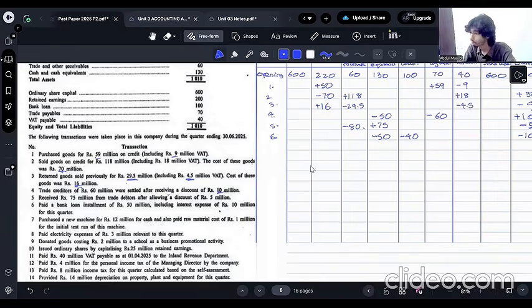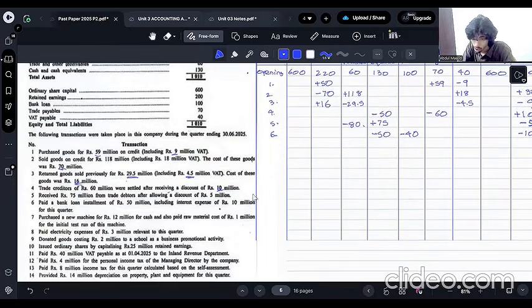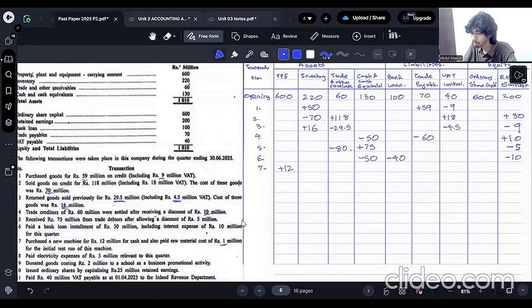Okay, so then purchased a new machine of 12 million for cash. And also raw material cost of 1 million for the initial test run. Now here, this is a sample testing. Sample testing cost will not be included in the price of the machine. So PPE will be, seventh one, PPE plus 12 million. Raw material cost 1 million will be an expense. The initial testing will be an expense there, minus 1 under retained earnings. Both are done on cash. Totally cash and cash equivalent will be minus 13.